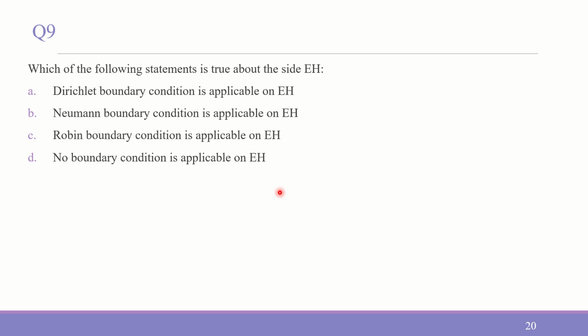Which of the following statements is true? We are not applying Dirichlet boundary condition. We are not applying Neumann boundary condition. We are not applying Robin boundary condition. We are stating that no boundary condition is applicable on the EH side. Alright, clear? So the answer is option D. No boundary condition is applicable on EH.